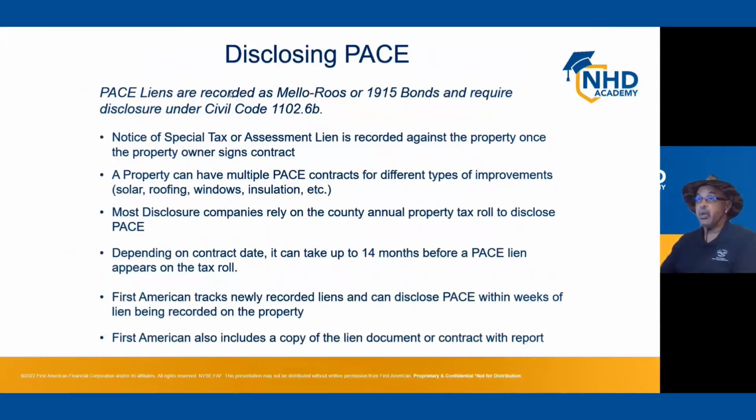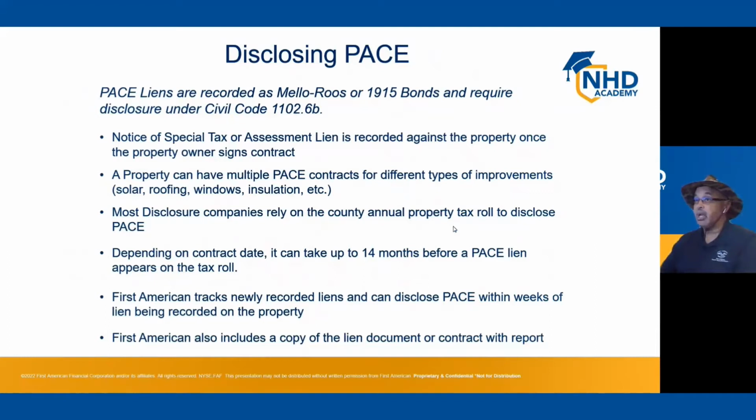Disclosing PACE. So PACE liens are recorded as Mello-Roos or 1915 bonds. Therefore, they require disclosure under 1102.6b, the same as with Mello-Roos or 1915. They have a special tax or assessment lien that's recorded against the property. A property can have multiple PACE contracts financing different types of improvements.